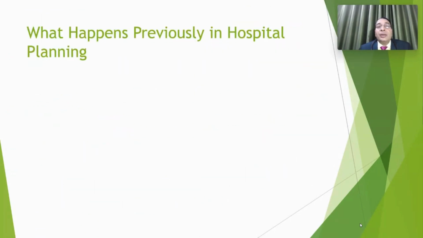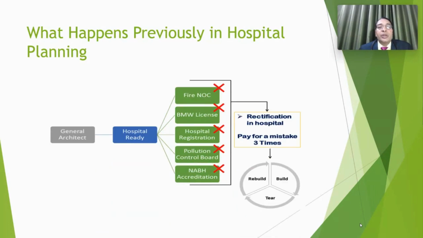What happens previously in hospital planning? Usually, when a person, a doctor, is planning to start his or her own hospital, then he hires a general architect who makes hospital, mall, hotel, each and everything. He will make a hospital also.